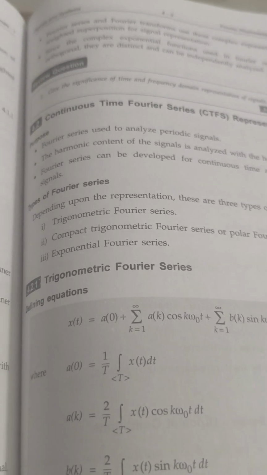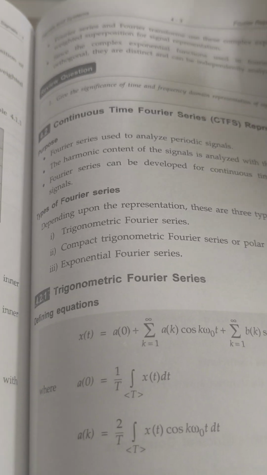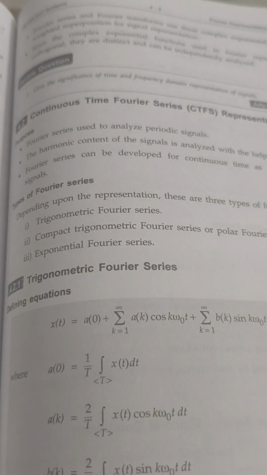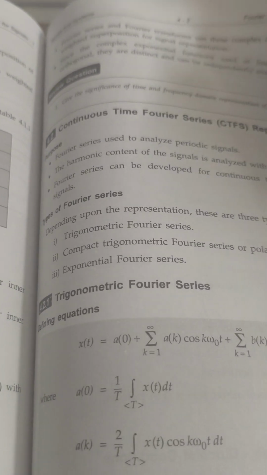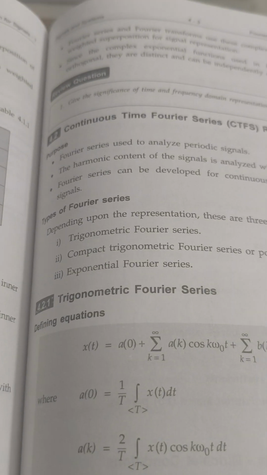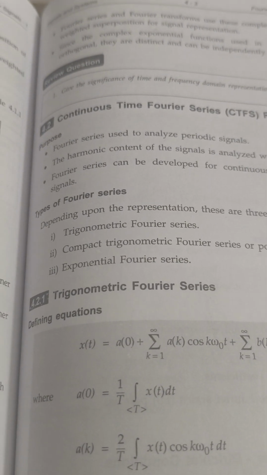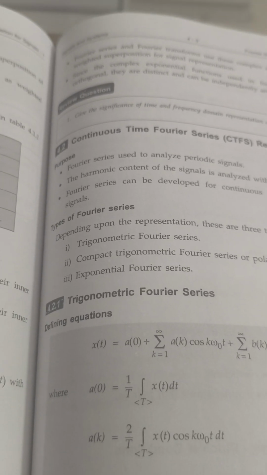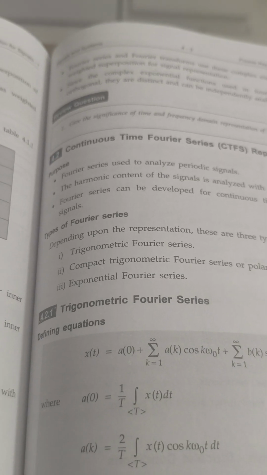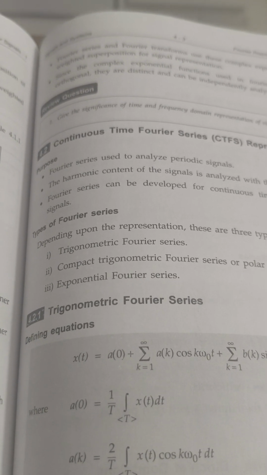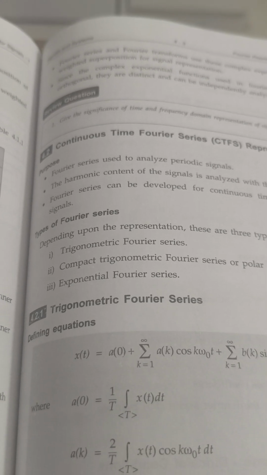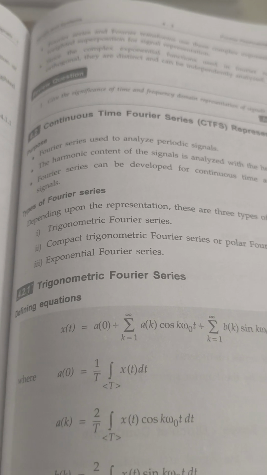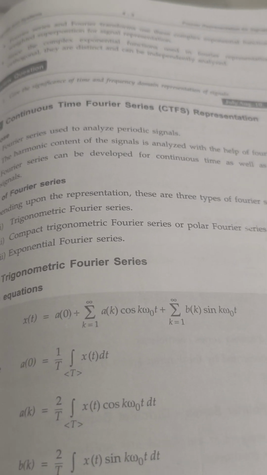There is improvement in the technology of signal systems. Day by day there is improvement, there is a revolution, there is advancement in the field of signals and systems. Therefore, using the concept of trigonometric Fourier series, we can analyze the periodic signal. In Fourier series we have three different types of analysis of periodic signals: trigonometric Fourier series, compact trigonometric Fourier series, and exponential Fourier series.